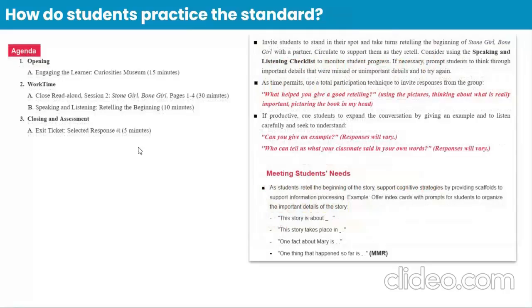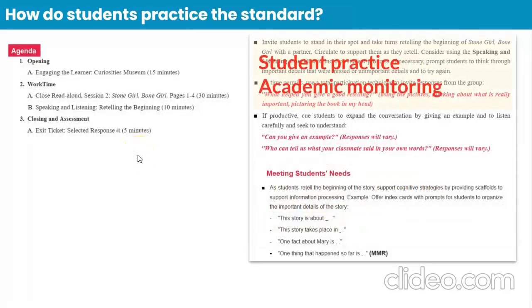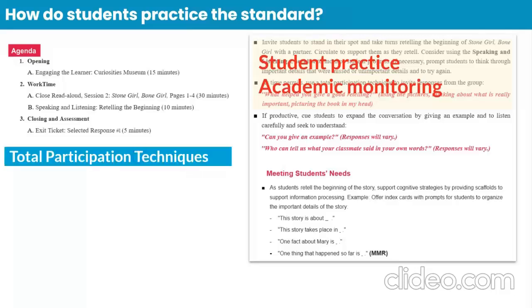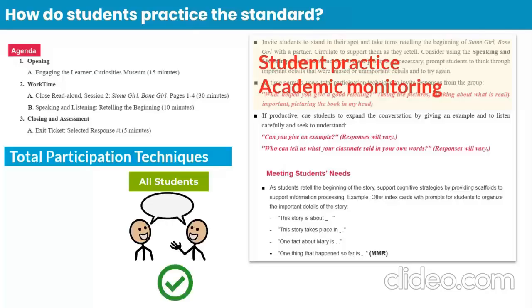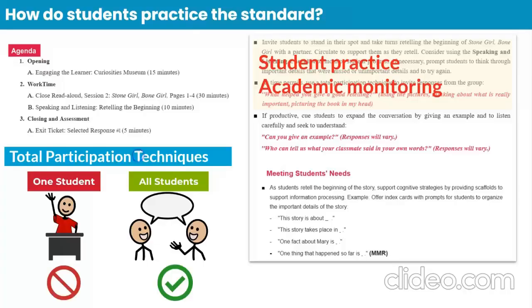Then, students work with predetermined partners to retell the beginning of the story. This is where your academic monitoring can take place using your reading literature checklist. Total participation techniques are key during close read-alouds and activities like this when students are practicing orally. TPTs like turn and talk, think, pair, share, and role play ensure that all students have the opportunity to practice. This is in contrast to calling on one student who raises their hand while the other students have the option to opt out. TPTs also give the teacher the opportunity to monitor progress because the students are doing the work.